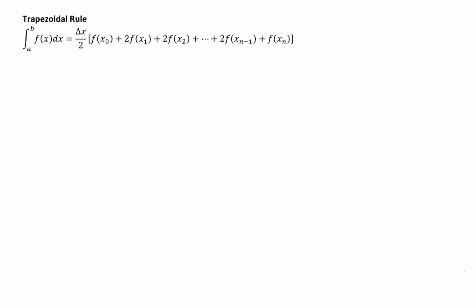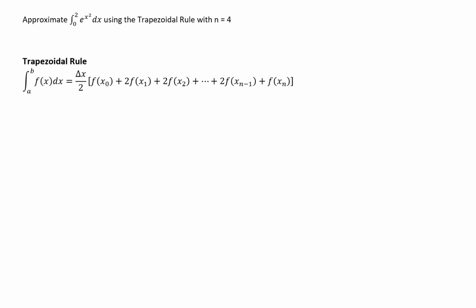Alright, back over here, I have our trapezoidal rule. Again, it says the approximation of the integral is the change in x divided by 2 times the function evaluated at the first subinterval plus 2 times the next subinterval, and so on, until we get to our last interval. The second to last one is still 2 times it, but the last one is 1 times. So we see this pattern of 1, 2, 2, 2, 2, until your last one is back to times 1.